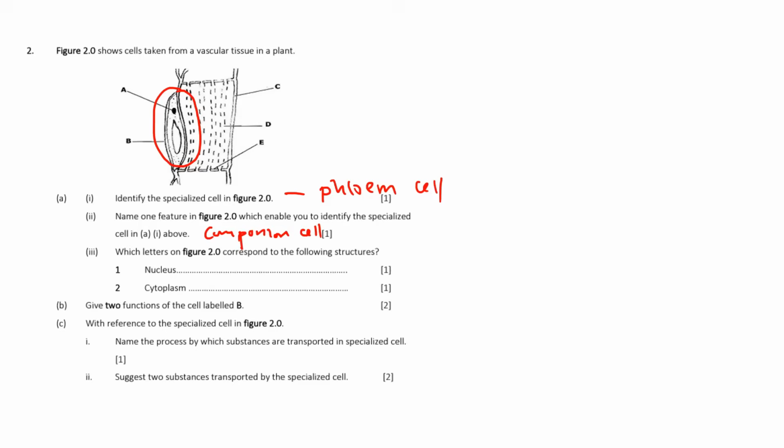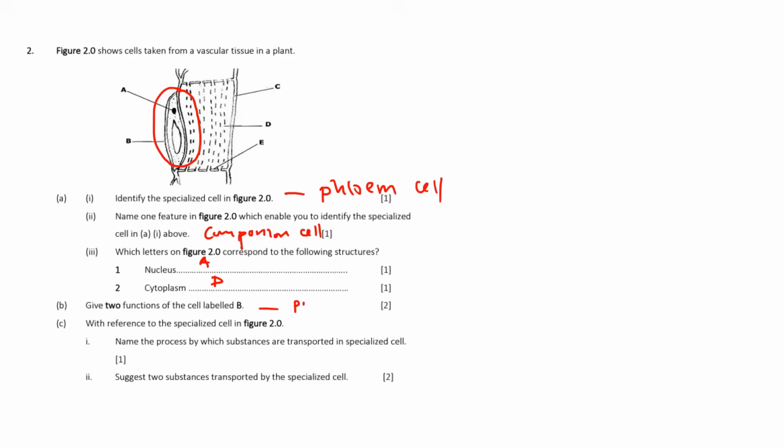So because of the companion cell, which letter corresponds to the nucleus? The letter that corresponds to the nucleus is A. Then the one that corresponds to the cytoplasm is D. And as you can see, the cytoplasmic strands there. Give two functions of a cell labeled above. What do you think are the functions?